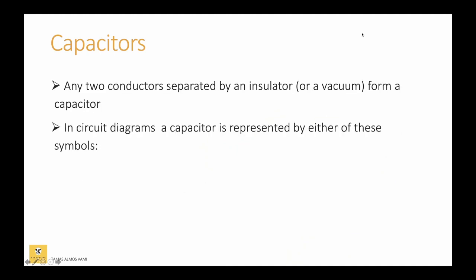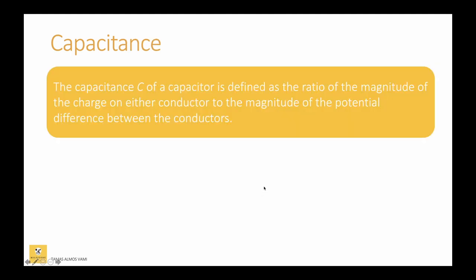If we want to have a representation of this in a circuit diagram, we either see two parallel plates connected to it, or sometimes in the British literature you may see that there is a curvature on one of the plates. A capacitance is a property of a capacitor.